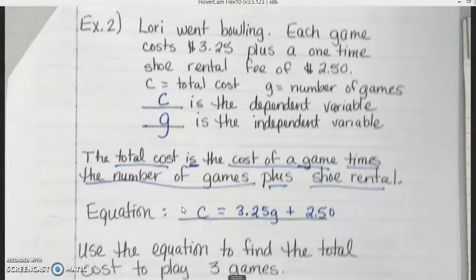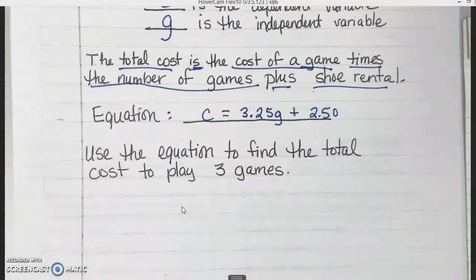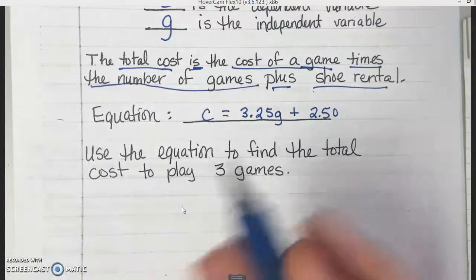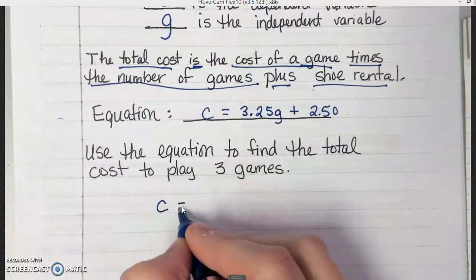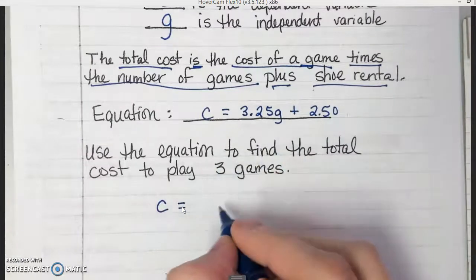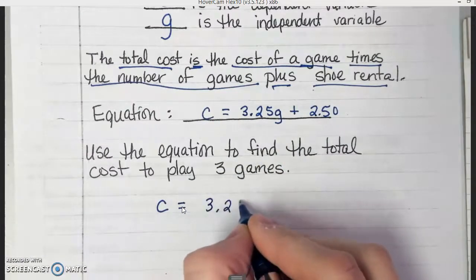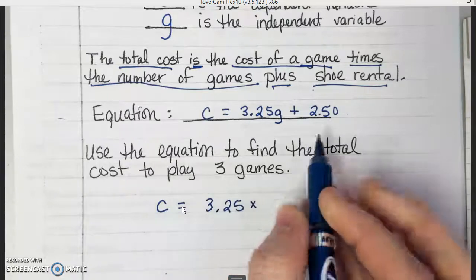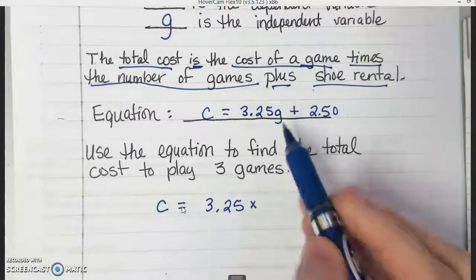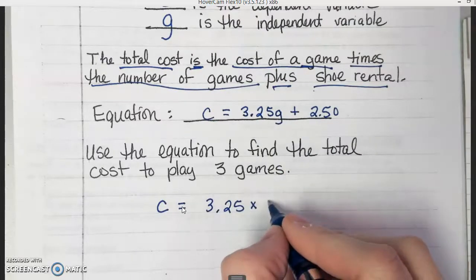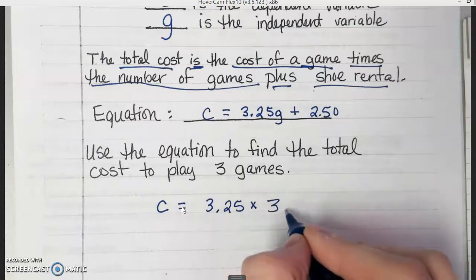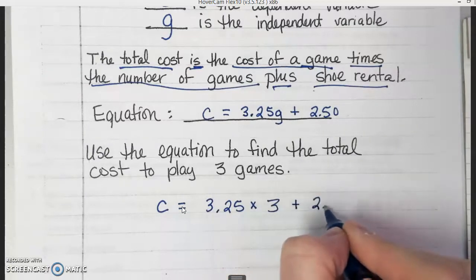Okay, so now the next thing we're going to do is use this equation to find the total cost to play 3 games. So now we're actually going to apply our equation. So we're trying to find the cost. We have $3.25 times G, and the reason I'm saying times this time is because I'm replacing G with what? With 3. So 3.25 times 3, and then we'll be adding the 2.50.